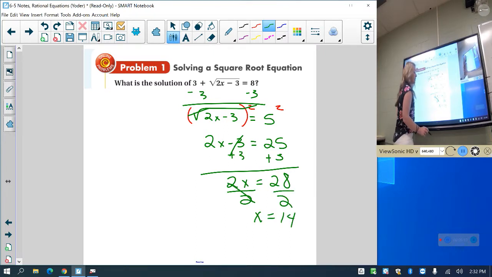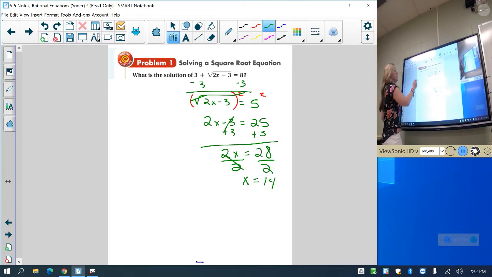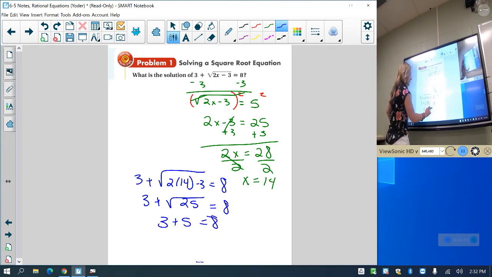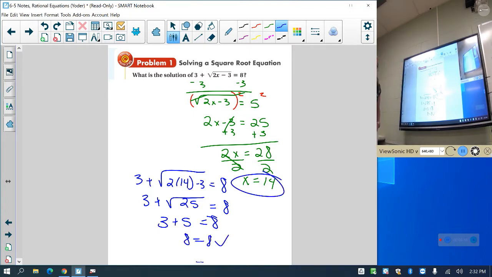And don't forget, when you solve square root equations or radical equations, you must check your solution. So let's go ahead and check our solution. Put it back into the original equation. 14 in for x. So I have 3 plus the square root of 2 times 14 minus 3 equals 8. 3 plus the square root of 28 minus 3, which is 25, which is 3 plus 5. 8 equals 8. And that checks out, so 14 works. 14 is not an extraneous solution.